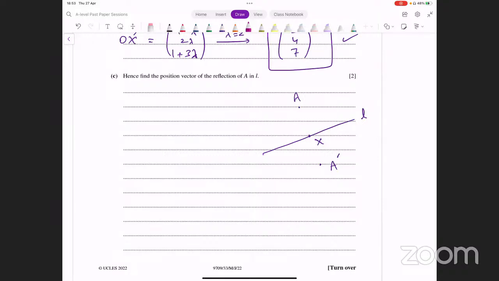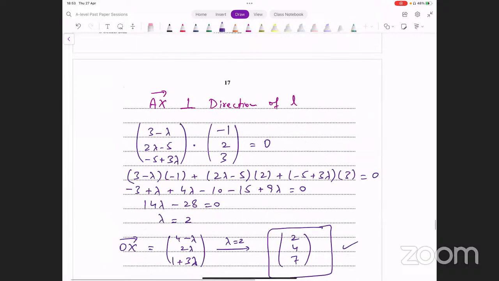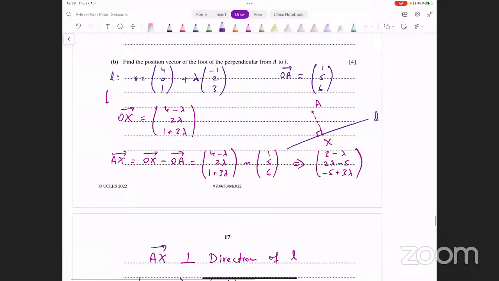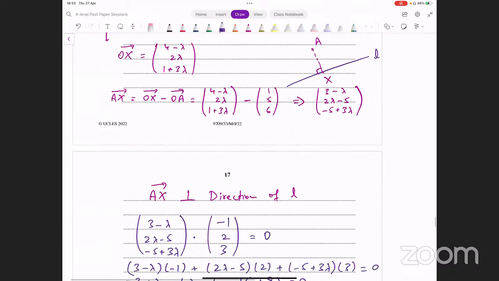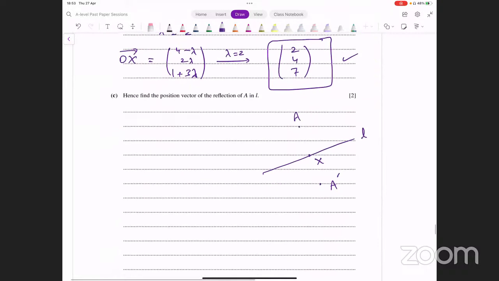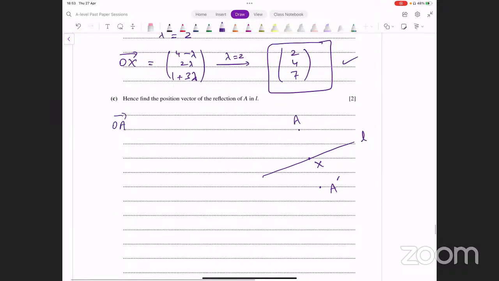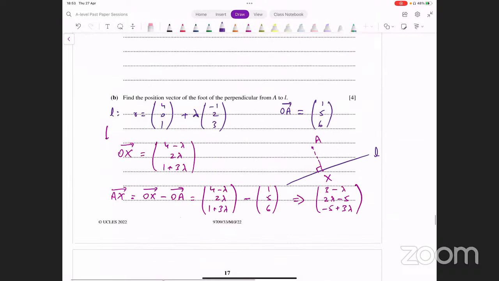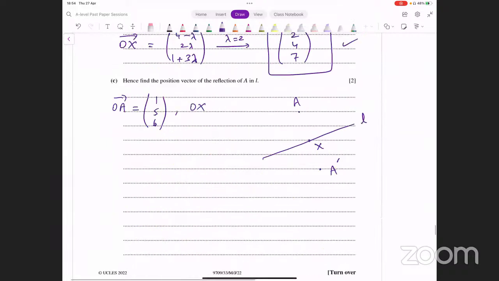आपको X का position vector पता है, right? ये क्या था? X का position vector कितना था? हमने यहाँ पे find किया 2, 4, 7. X is 2, 4, 7. So यहाँ पे हम side पे लिख लेते हैं. In fact, we know OA vector is 1, 5, 6. ये ऊपर लिखा हुआ था. And OX vector is 2, 4, 7.